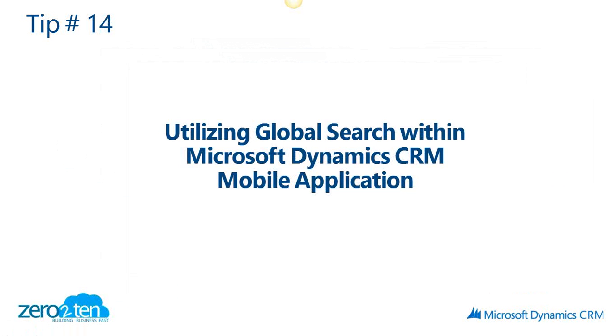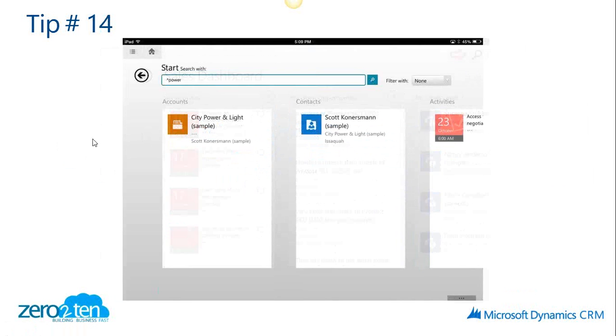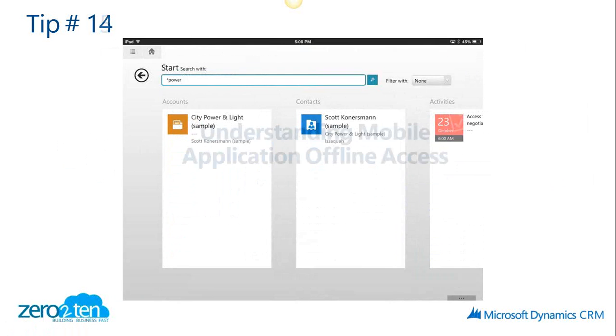So here we have one thing that is a really good feature of the new mobile application, which is global search. When the application opens on your iPad, go ahead and click on this magnifying glass and use the techniques that you use to search on the quick find. For example, in this case, I searched for star power. As you know, star means includes the word power. And you can see that it found an account, a contact who works at CD Power and Light, activities, etc. So any record that matches that word will show up within the mobile application only.